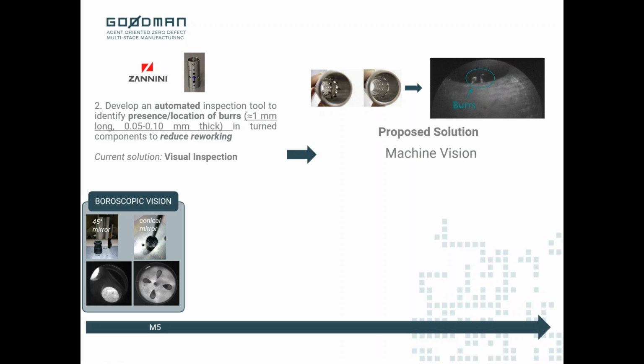Why is it important to locate the presence of burrs? Because this avoids reworking. The current solution is based on a visual inspection performed by an operator. What we proposed is to use machine vision to accomplish this task. We started with boroscopic vision. We set different optical setups by using a 45-degree angled mirror or using a conical mirror, but actually we got an unsatisfactory result.